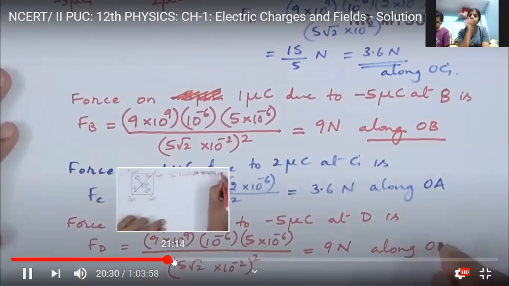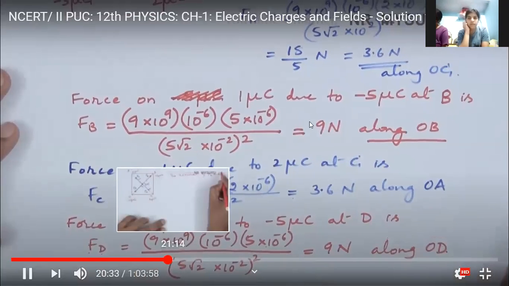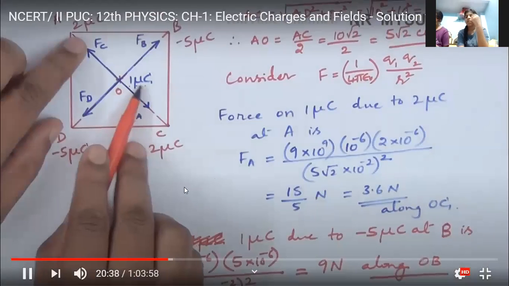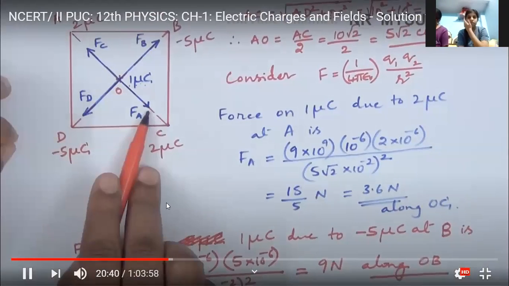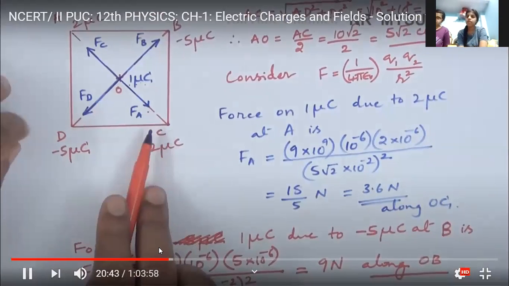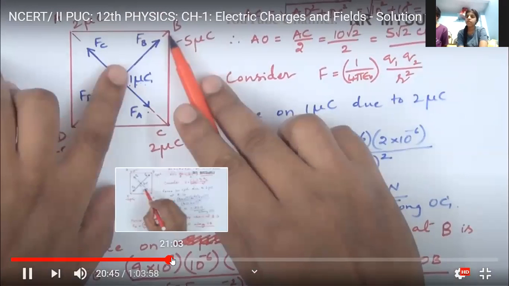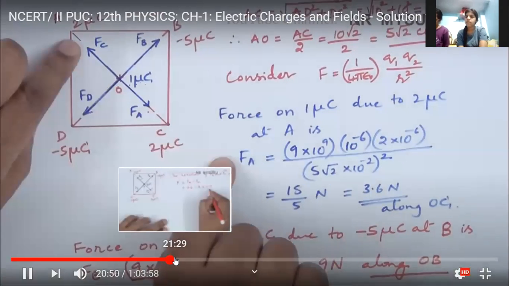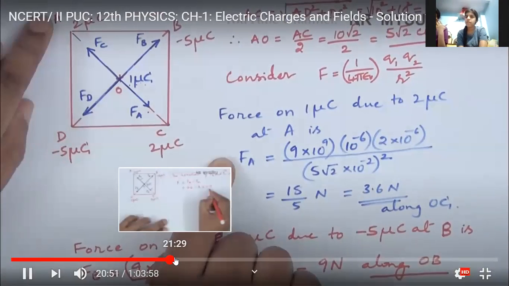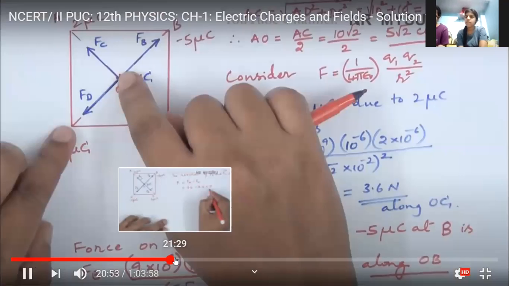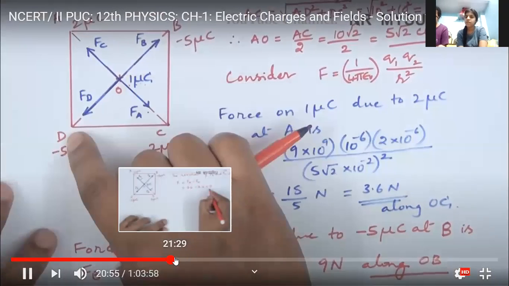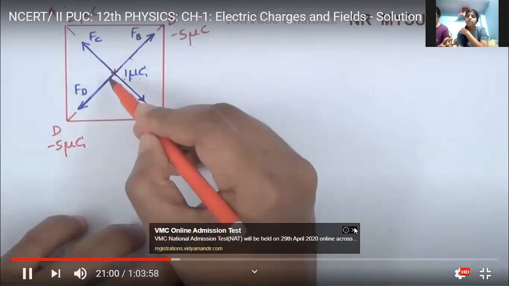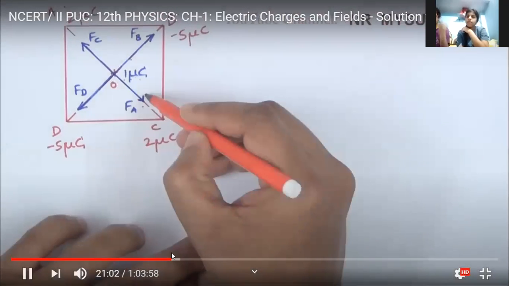OD. Let us see the diagram once. Force on 1 microcoulomb due to the 2 microcoulomb charge is away, along OC. Force between these two is along OB. Force between these two charges is along OA. Force between these two charges is along OD. Let us find the resultant of these two and the resultant of these.